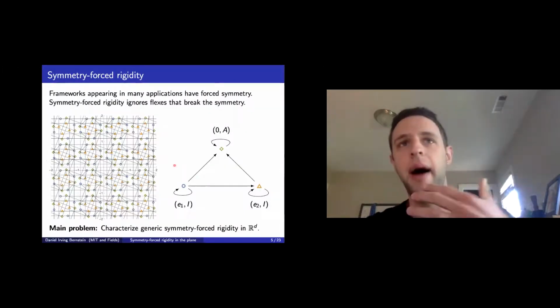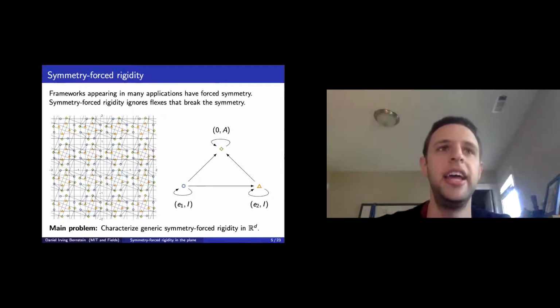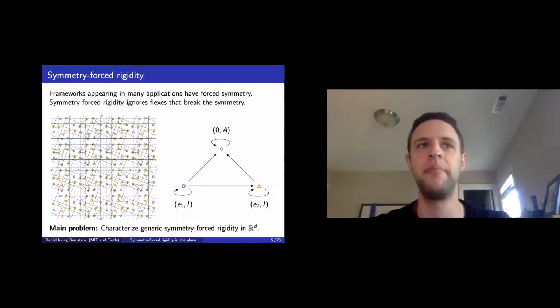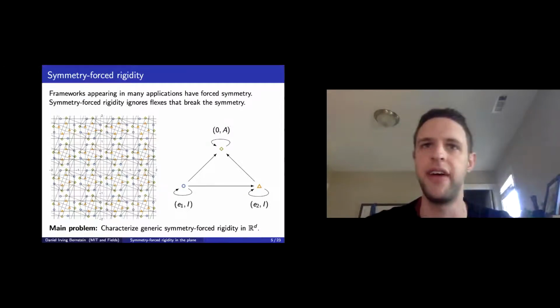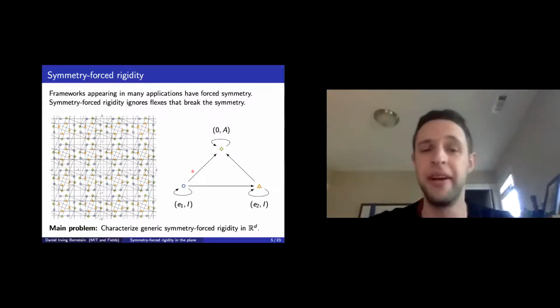But in this talk, I'm going to focus on symmetry-forced rigidity. And in this setting, the idea is that you have some symmetry constraint on your framework. And this comes up in a lot of applications, which I'm not going to get into. But the idea is you only now care about flexes that preserve the symmetry.